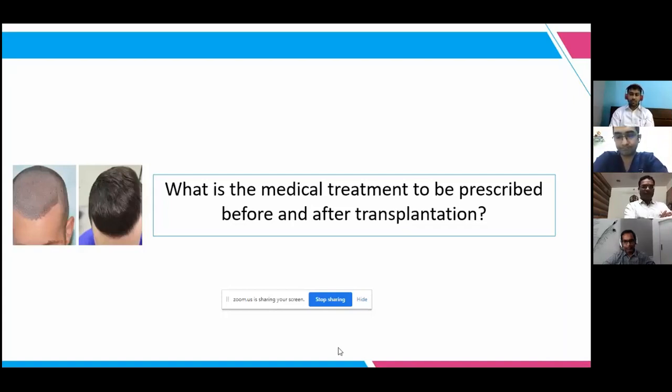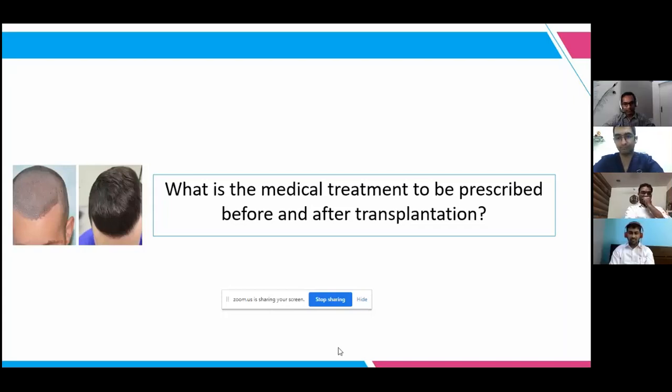Sir, medical treatment is essential post-surgery also, because of the androgenetic alopecia. How many months or how many years, or is it lifelong? We don't have any answer for the protocol. It's a continuously progressing hair loss, and its medical management is required indefinitely.